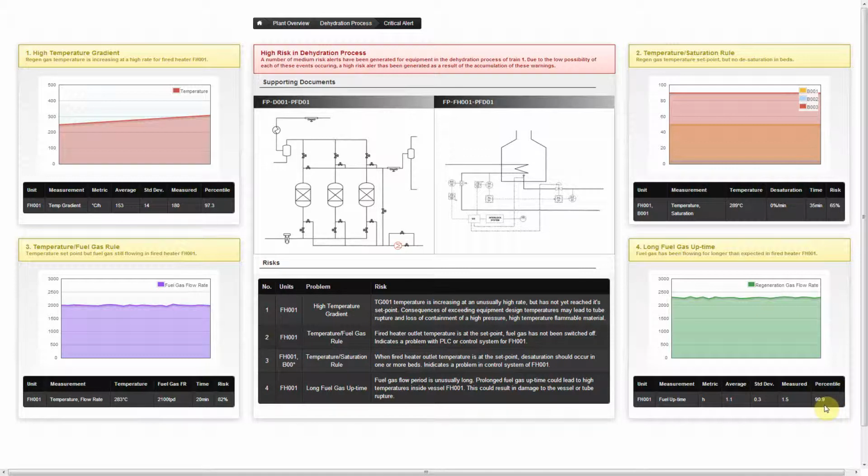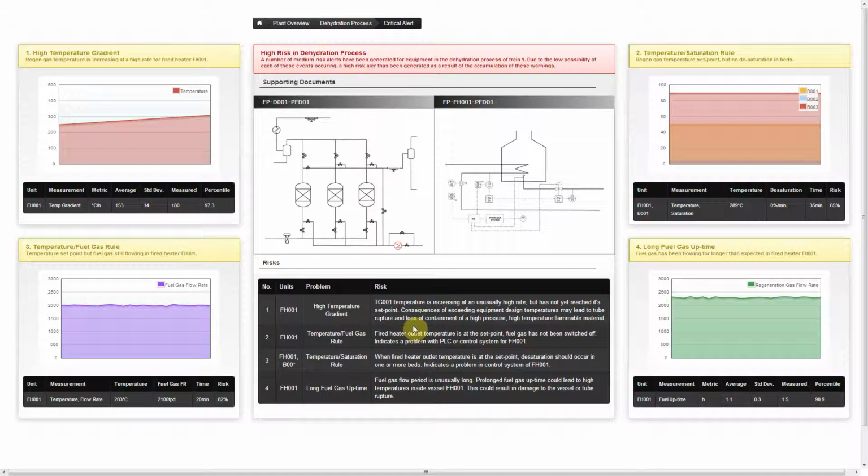All of these individually might not be significant, but because they all happen together, this implies that there is something seriously wrong with our process. In the middle, we have two diagrams which are related to these issues, and also the risks, so what could occur from any of these particular issues. For example, a high temperature gradient in the regeneration gas could lead to tube rupture and essentially an explosion inside the fired heater. That is why that one's quite a high risk alert.